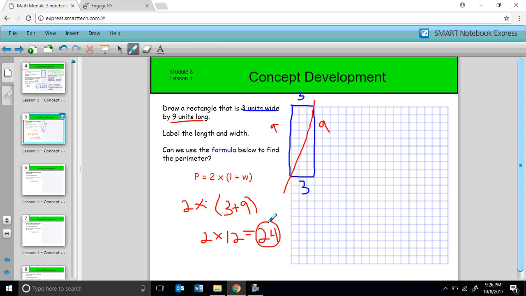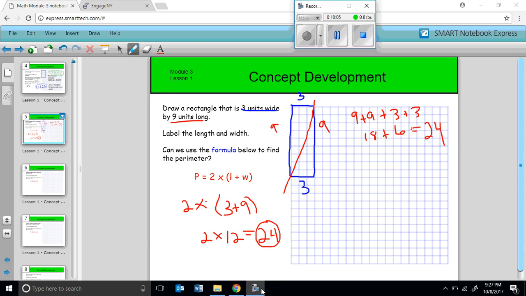But I can also do it the way that I showed you earlier and go 9 plus 9 plus 3 plus 3. When I double 9s, 9 doubled is 18, plus 6, 3 doubled, which is 6, which when I add them together equals 24. So that proved that either way, I got the same for perimeter.